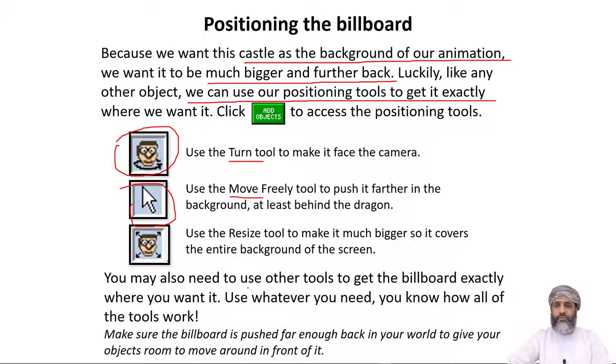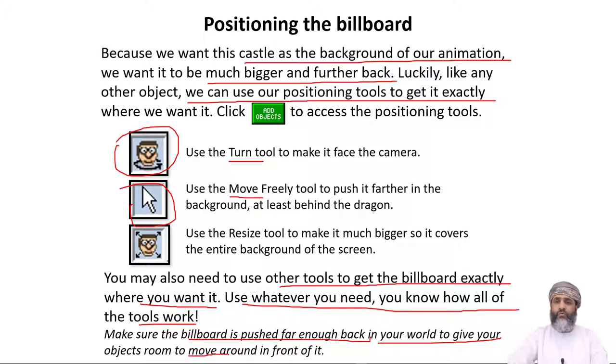You may also need to use other tools to get the billboard exactly where you want it. Use whatever you need. By now you know how all of those tools work. Make sure that the billboard is pushed far enough back in your world to give objects freedom to move around in front of it.